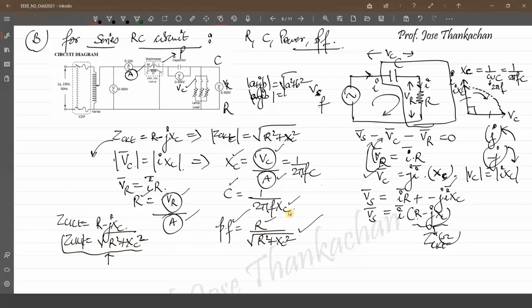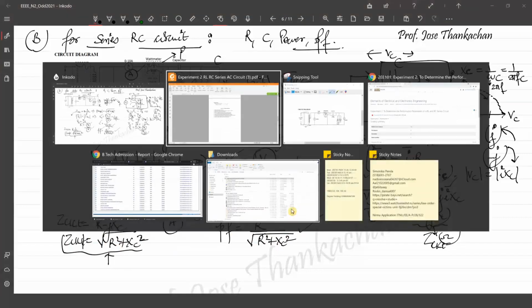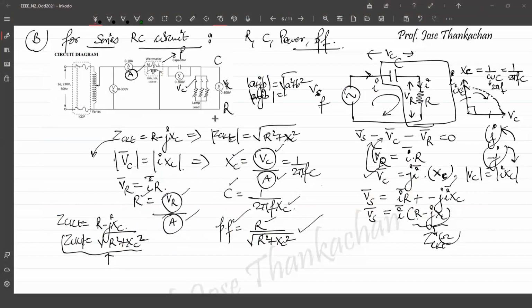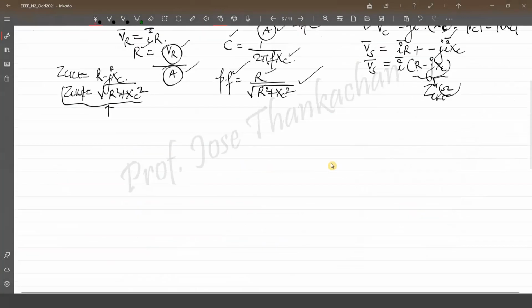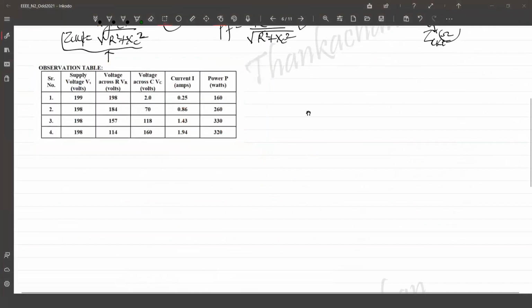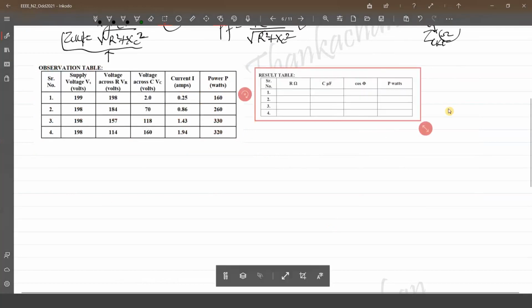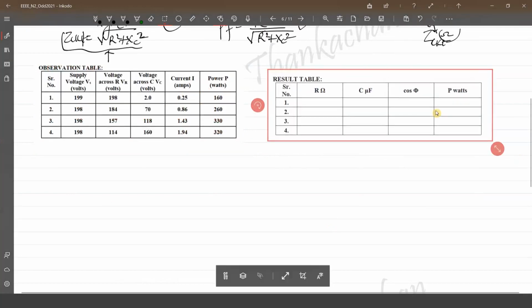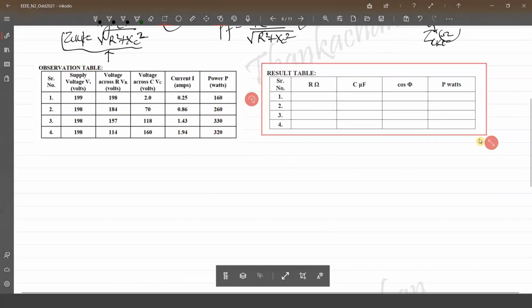And I'll show you what is to be written in the observation table. So this is the observation table, and the result table I'll also show. This is the result table we have.